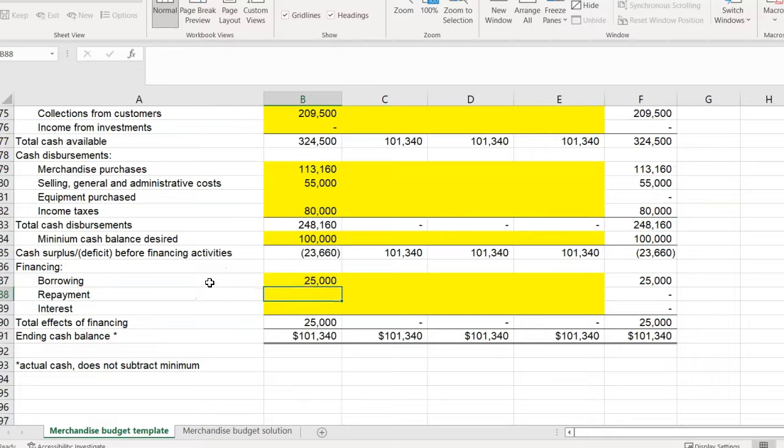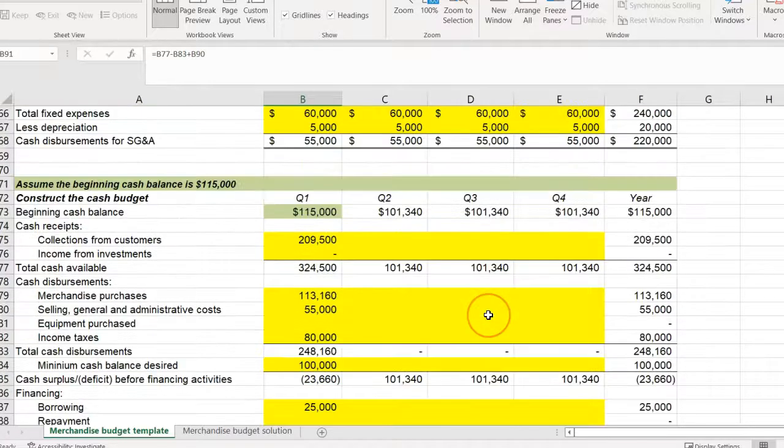They're borrowing additional funds. So now we've got an ending cash balance. What we've got in our bank account is just over the 100,000. We've got 101,340,000. So we've met our minimum. Let's look at quarter two.